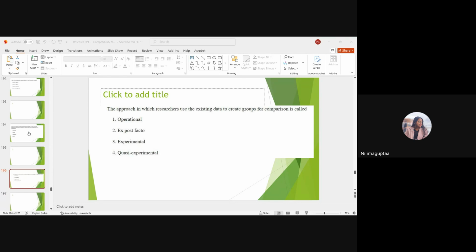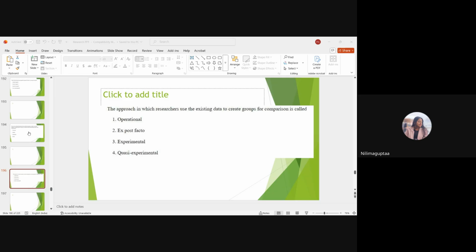But in experimental, the group we create to conduct the experiment, and then we have data after doing that experiment. But in ex post facto, the data is already there. Like we discussed about criminals, who do criminal activities, and then we find out the reasons behind it.